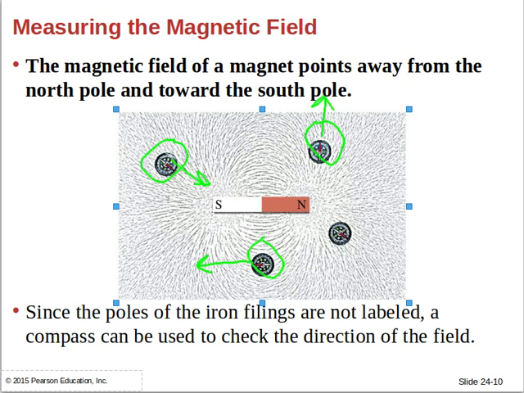There. There's the direction of the field for the lower compass, and then for this compass right here, as you can see, the field is pointing away from the magnet.